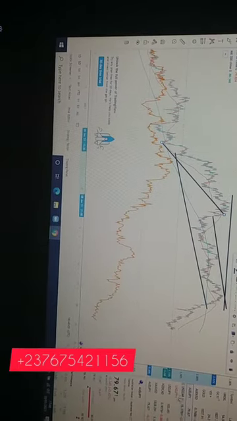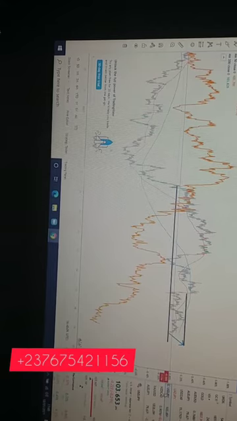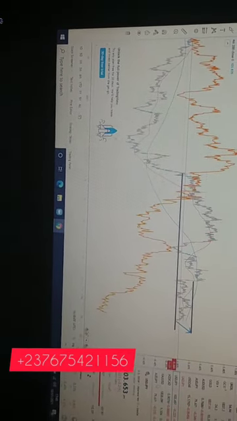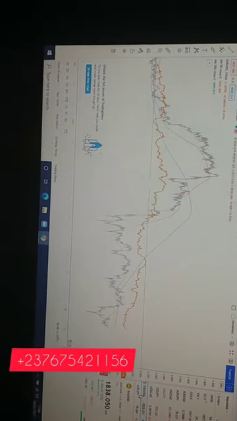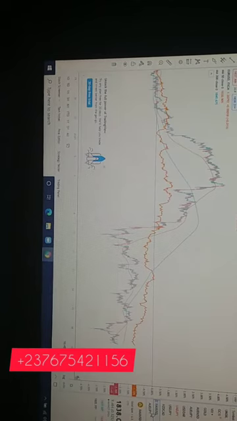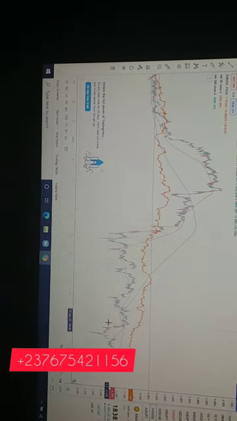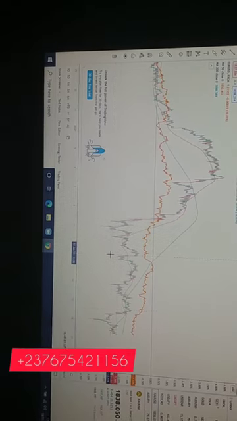Okay, let me use USD Japanese yen, or let me use gold. Gold will give you a clear view of what is actually happening. Gold is at 1838, so I told you guys, go make it. A huge buy is coming.